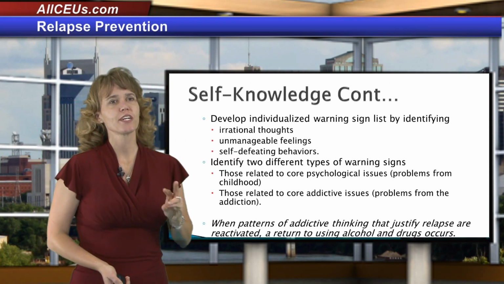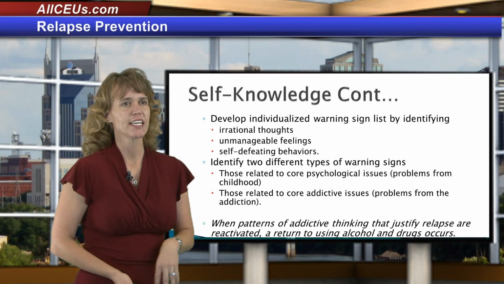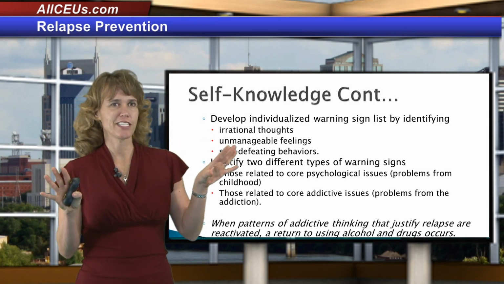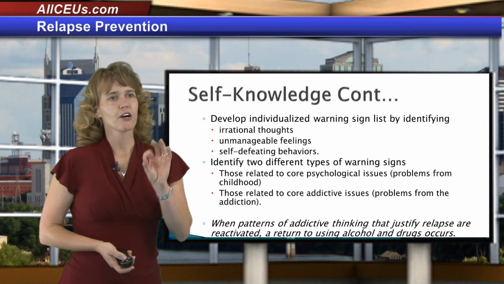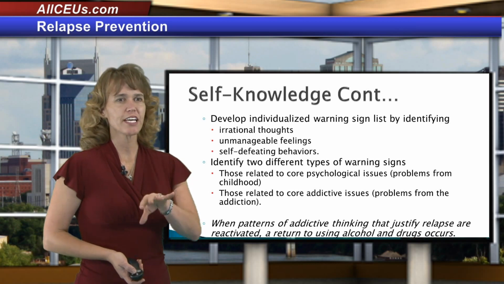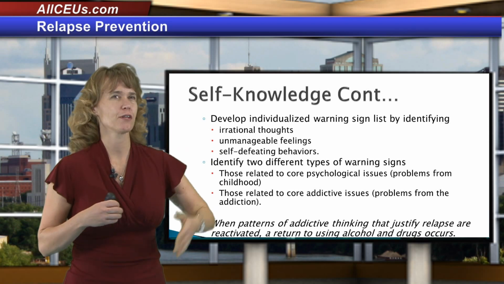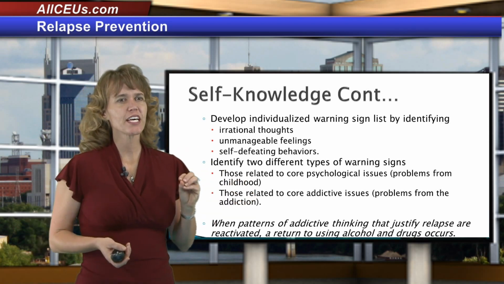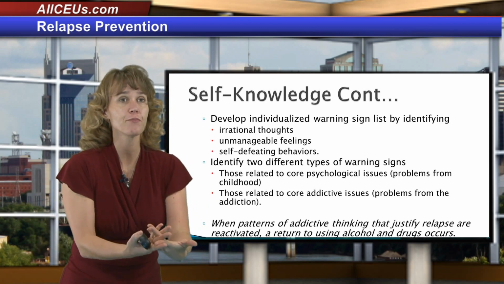Develop individualized warning sign lists by identifying irrational thoughts, unmanageable feelings, and self-defeating behaviors. This is a big CBT thing, so we're going to go into it a little bit. There are 2 different types of warning signs that you want to look at. Those related to core psychological issues, problems from childhood stemming from self-esteem, attachment, all that stuff. And those related to core addictive issues, or problems that generated or emanated from the addiction itself.